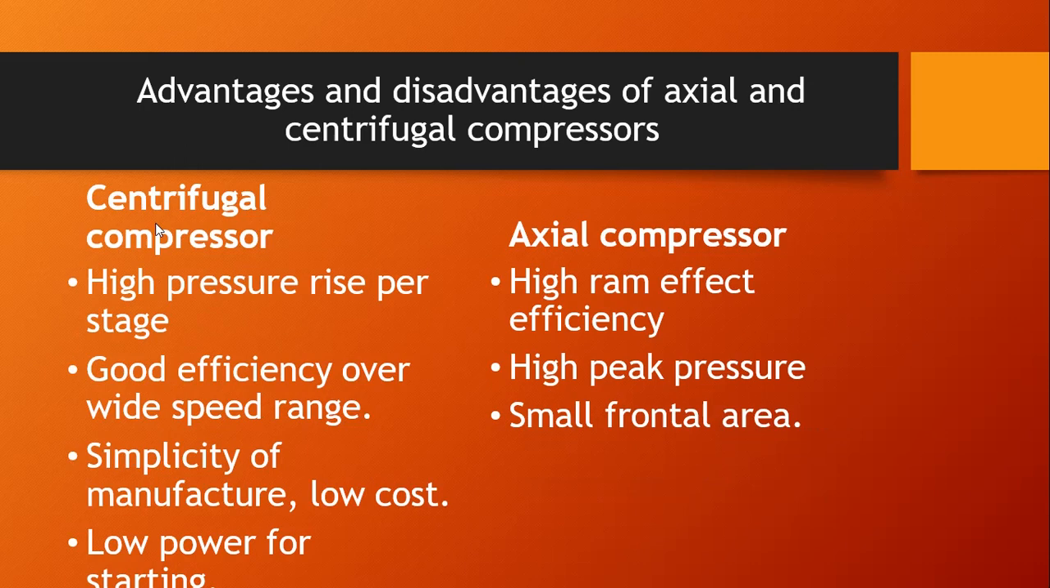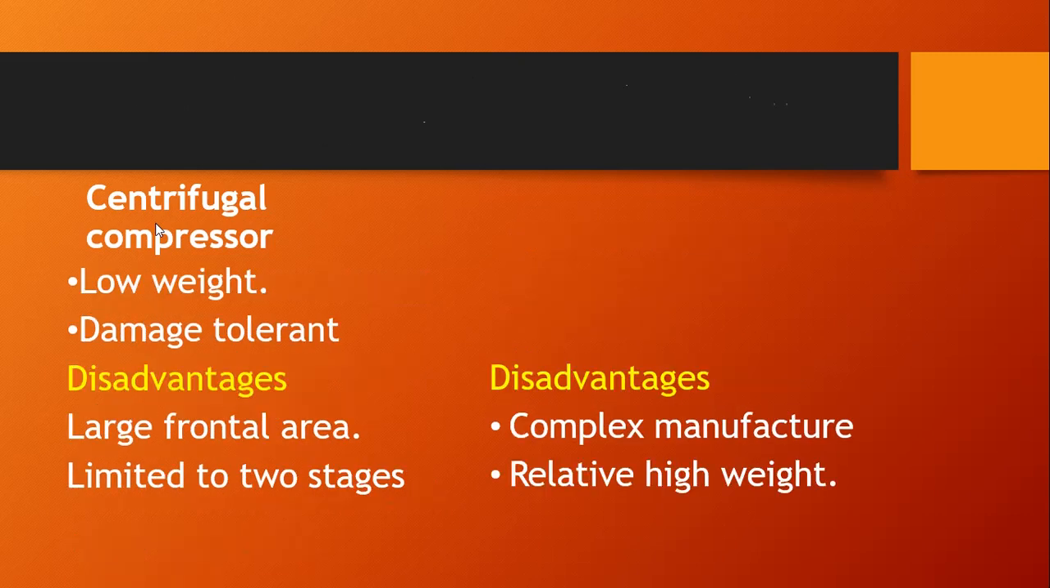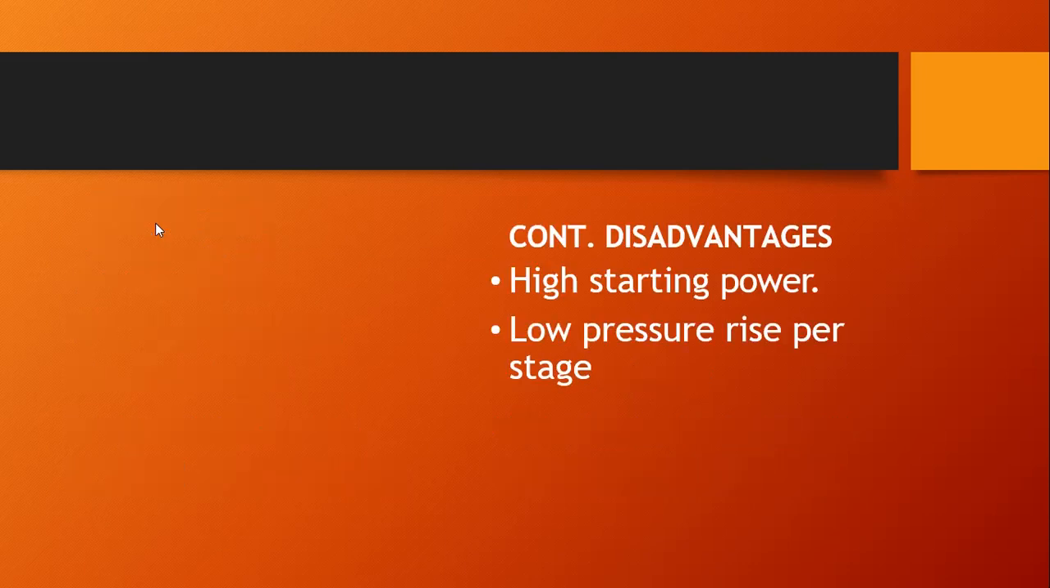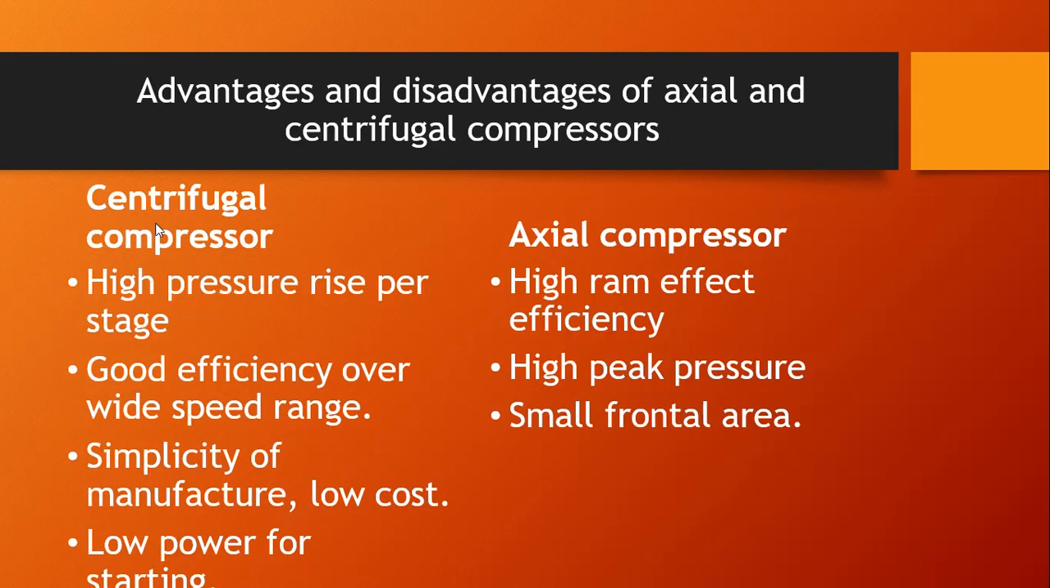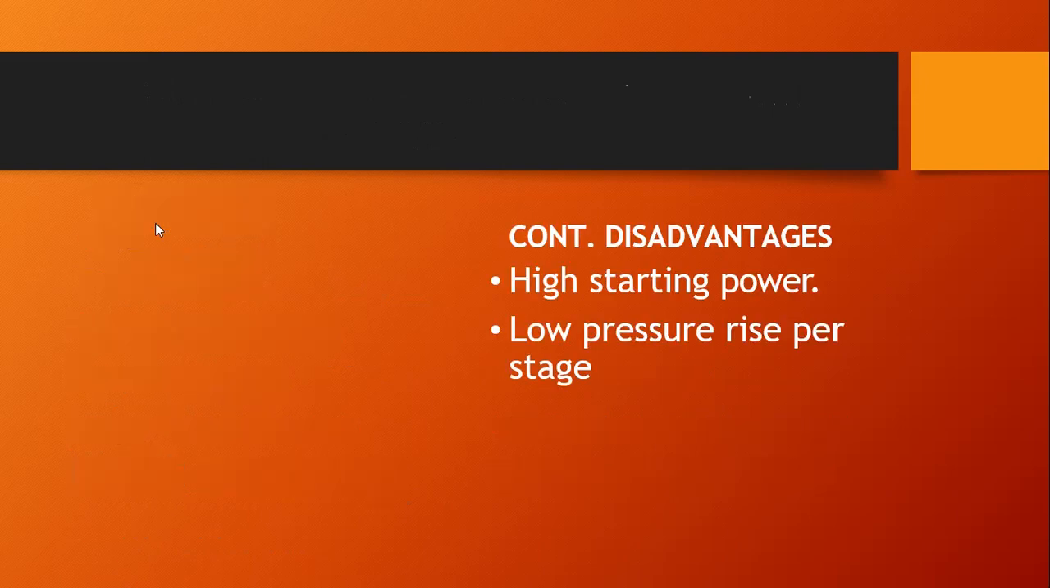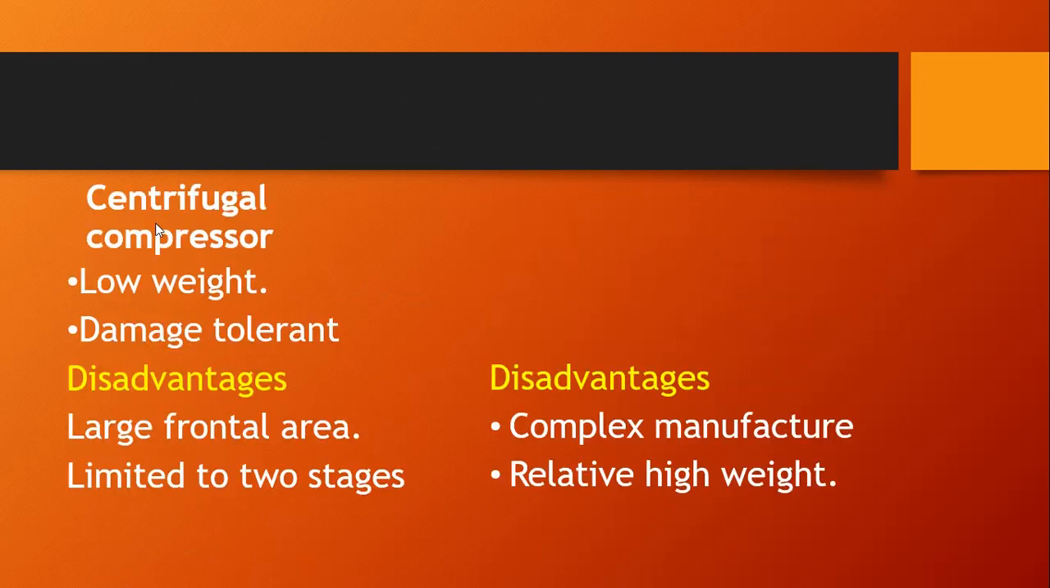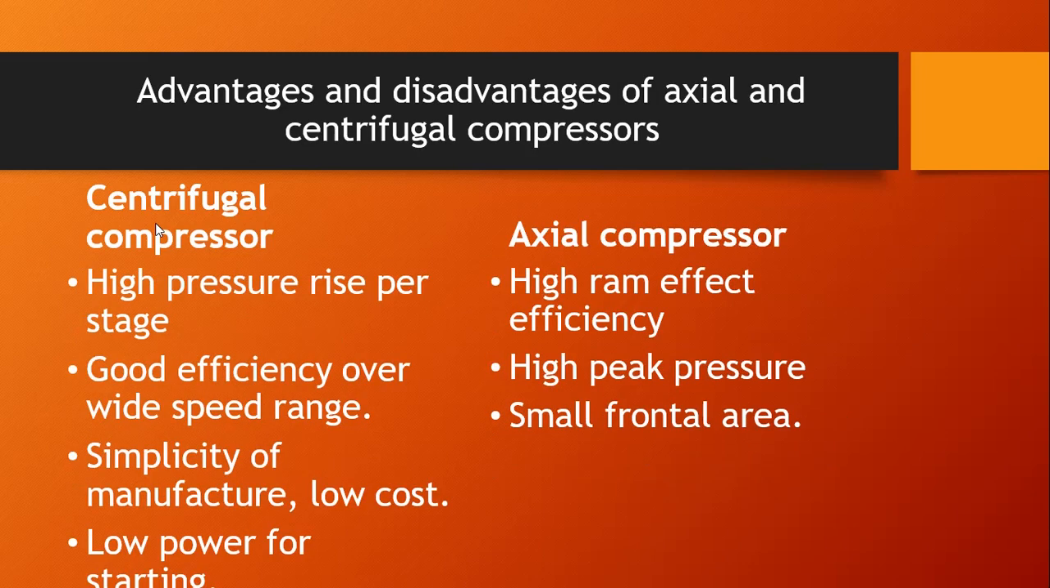Yet we see here, axial can have as many stages as possible. Disadvantages of axial: complex manufacture, relatively high weight, and it also has a high starting power and a low pressure rise per stage. Yet we saw in the centrifugal compressor that it has a high pressure rise per stage. So axial is the opposite. It has a low pressure rise per stage and a high starting power. Centrifugal has a low starting power.